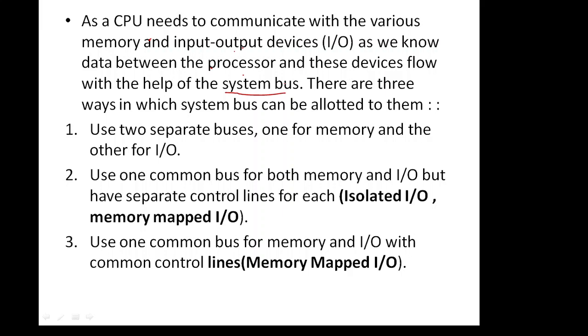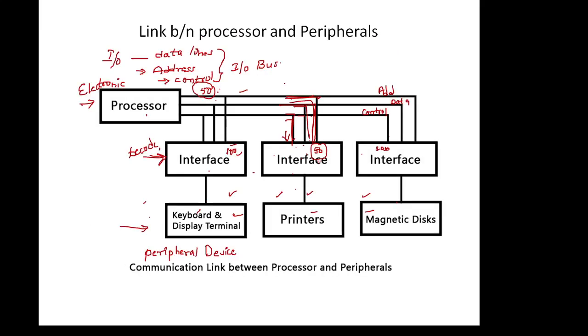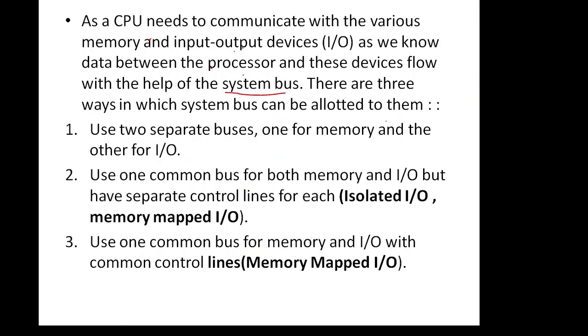So by making use of the system bus only, they are going to communicate. Here we have seen, right? The processor is going to have the system bus. The system bus is nothing but the address bus, data bus, and the control bus. All these three we call a system bus. So there are three ways in which the system bus can be allocated to them. So what are the three ways?